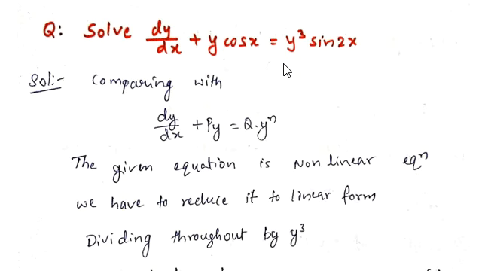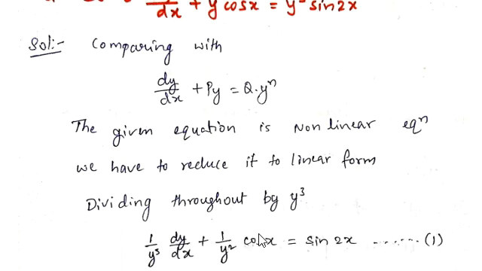First of all, we have to reduce the given equation into linear form such that we can solve that linear form of differential equation easily. To reduce the given equation into linear form, we are dividing the given equation throughout by y cube. So when you divide throughout by y cube, we'll get 1 by y cube dy by dx, and y by y cube is 1 by y square cos x, and here we will get sin 2x.